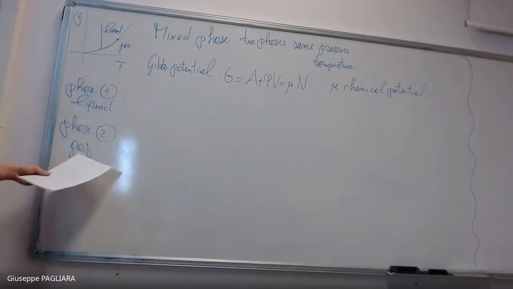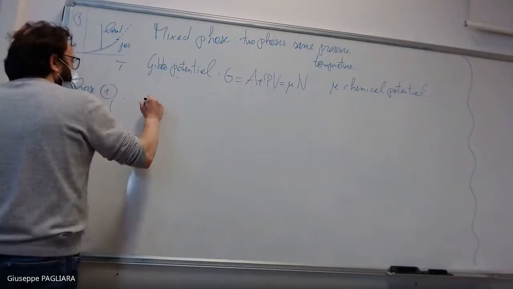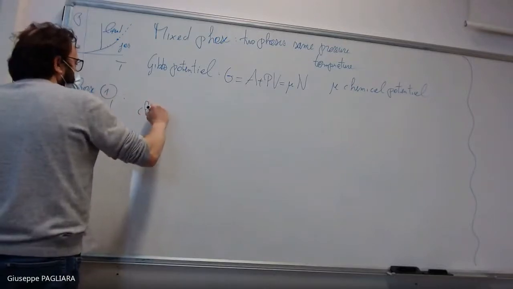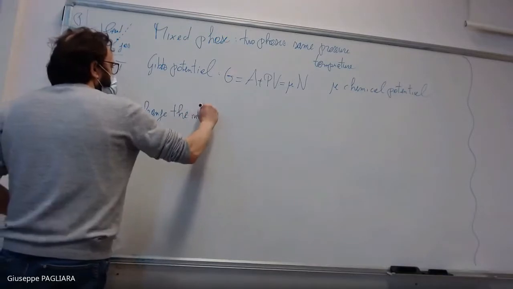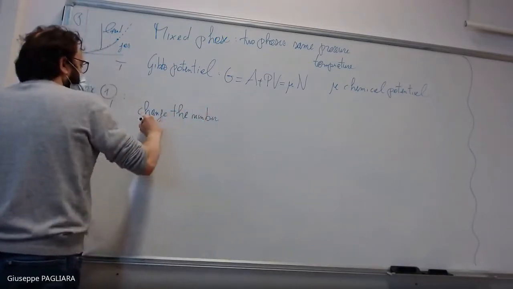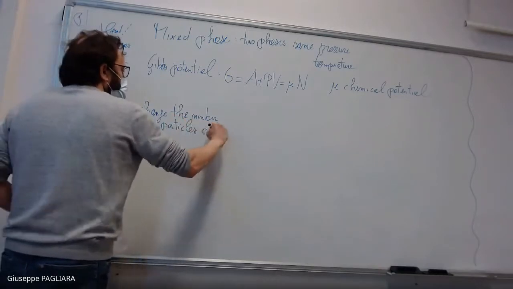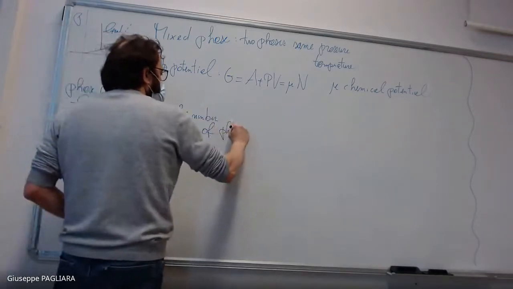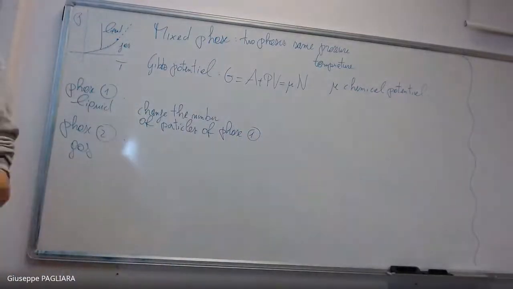Now, if you change somehow the amount of liquid, or equally the amount of gas, with a total fixed number of particles, what will happen to the Gibbs potential? The Gibbs potential will change also, no? So suppose that you now change the number of particles of phase 1 by an amount which is delta N1, for instance.